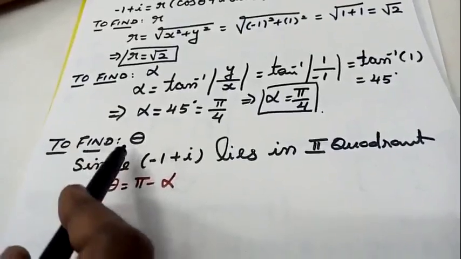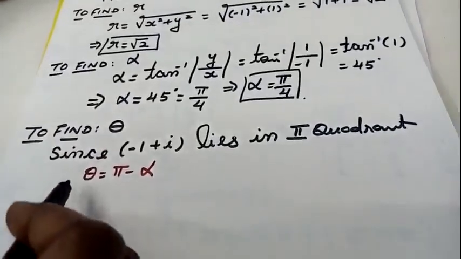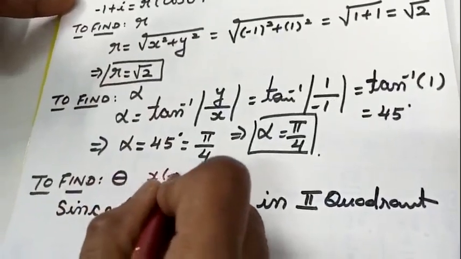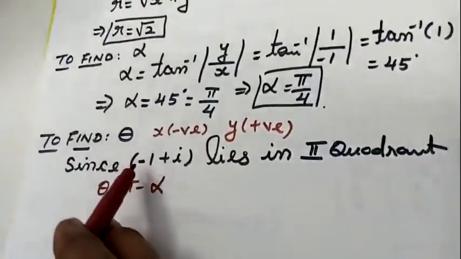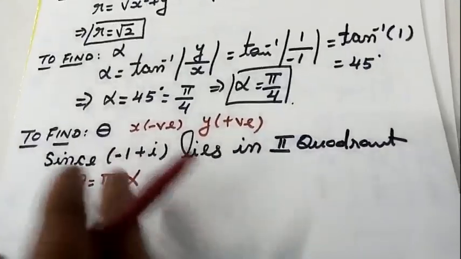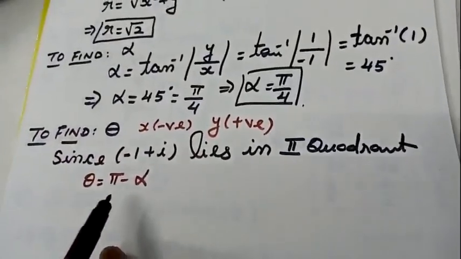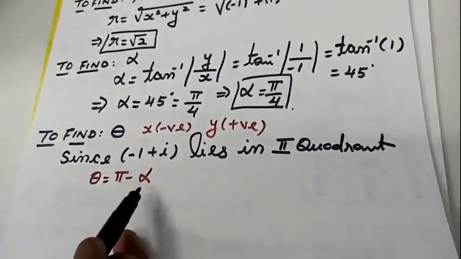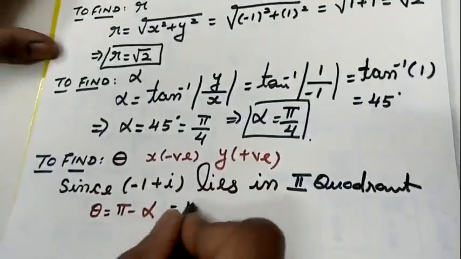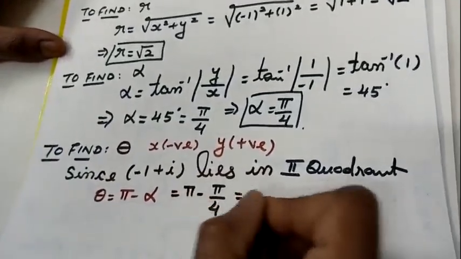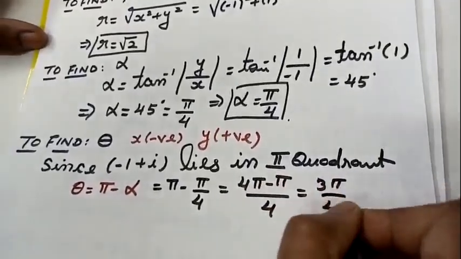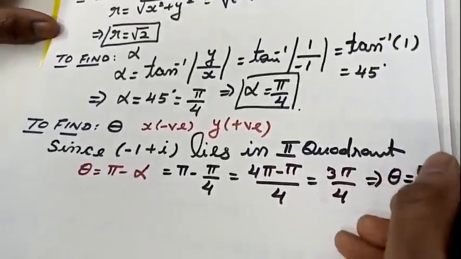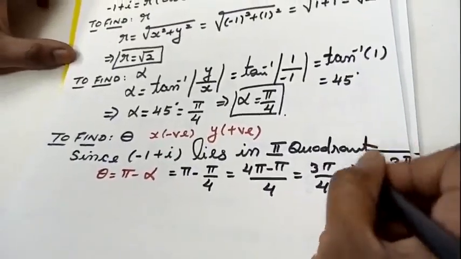Now I am going to find theta, students. So to find theta, what I told you, I am going to check the sign for x and y. The sign for x is negative and the sign for y is positive. Just see here, students, x is negative, y is positive. So it lies in the second quadrant. If it lies in the second quadrant, I can say that theta equals pi minus alpha. So just tell me what is the value for alpha I got here? Pi minus pi by 4. Just simplify the term, students. You will get the value like this, that is 3 pi by 4. So what is the value for theta I am getting here? 3 pi divided by 4 is the value for theta.